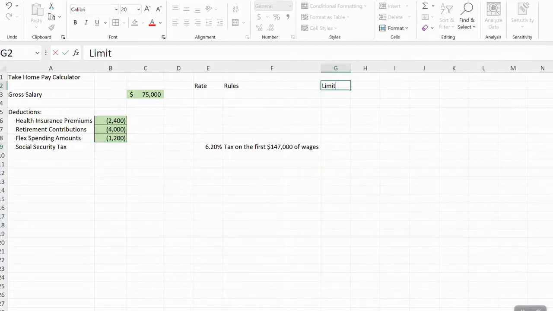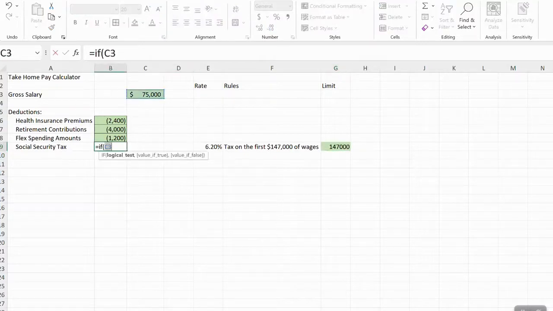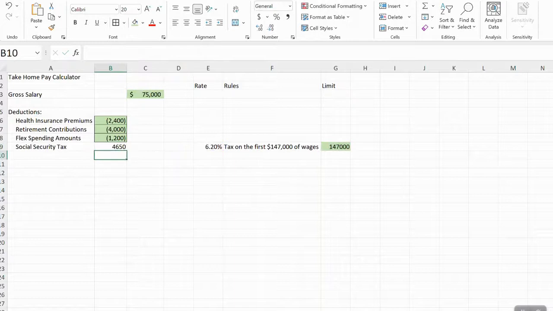Go ahead and put my 147 here, so every year I can come in and change it. And how do I remember what to change? I can go ahead and make it green and make 75,000. If C3 is less than 147,000, so here now we'll link to 147, then I'm going to go ahead and take that number, again C3, times my 6.2, which here I've put in E9. If it's not less than that, then it's more, so I want to cap it. So in that case, then it's the 6.2 times the 147,000. And then I'll close it off with, again, a parenthesis, and I've done my first if-then statement.